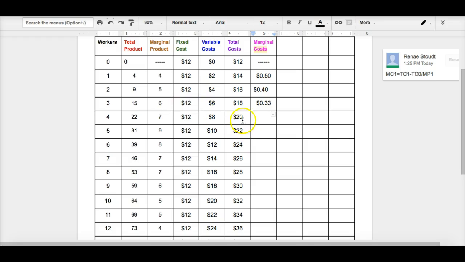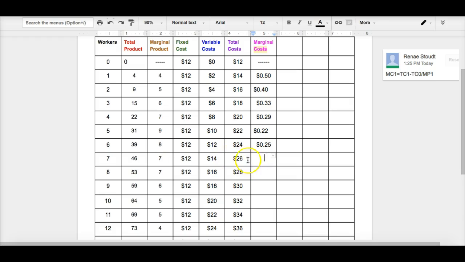At 4 workers, we're going to subtract 20 minus 18, which is 2, divided by 7. So 2 divided by 7 is 29 cents. At 5 workers, we're subtracting 22 minus 20, which is 2, divided by marginal product of this line, which is 9. So that's going to be 22 cents. At 6 workers, we're going to subtract 24 minus 22, which is 2, divided by 8. So 2 divided by 8 will give you 25 cents.